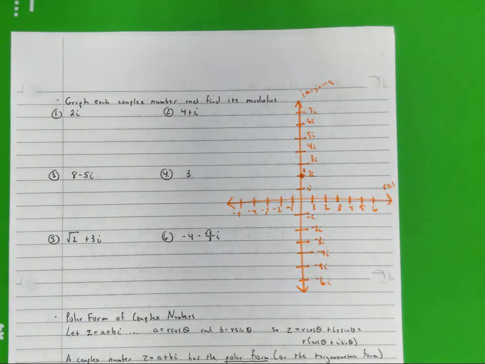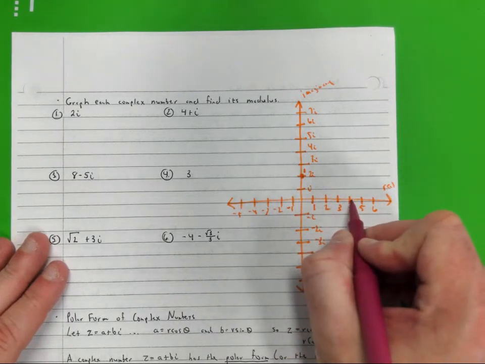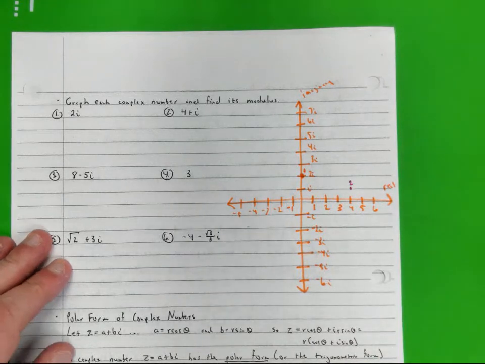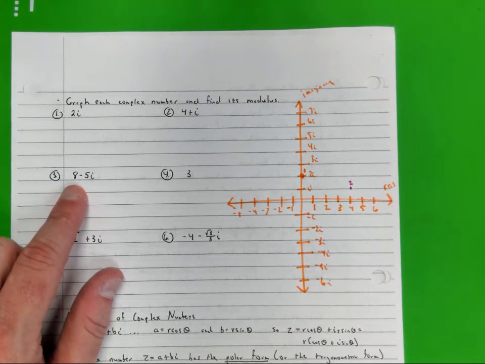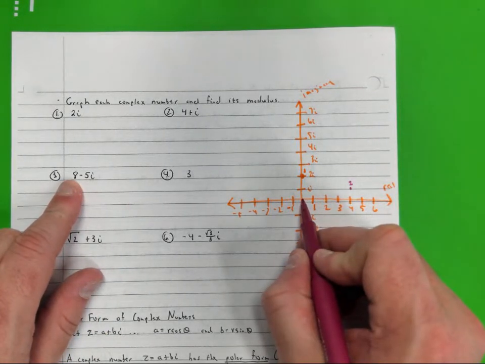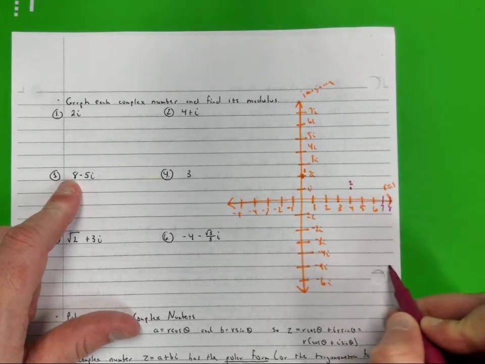Number 2, 4 plus i. Go over 4, up 1. That is number 2. We're going to graph them and then come back and find the modulus, okay? Number 3, 8 minus 5i. So I'll go over right 8, down 5.